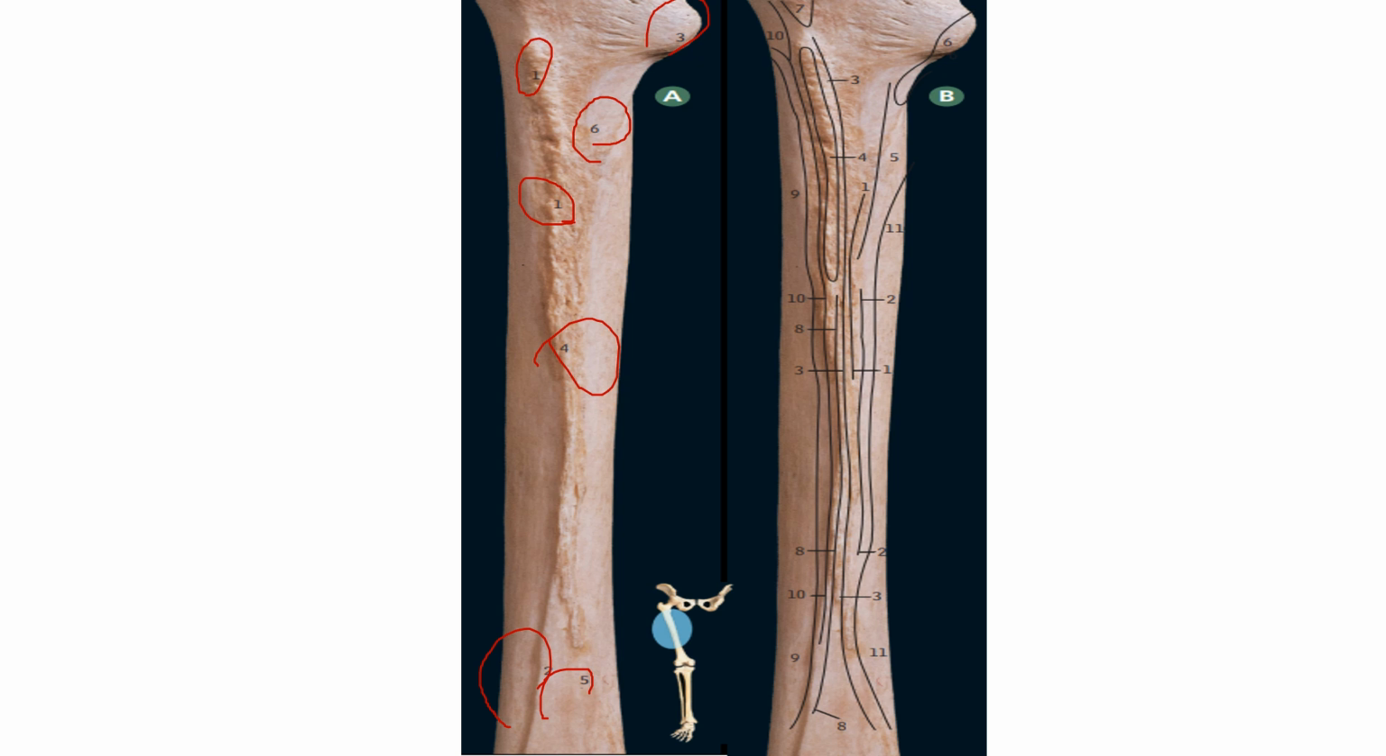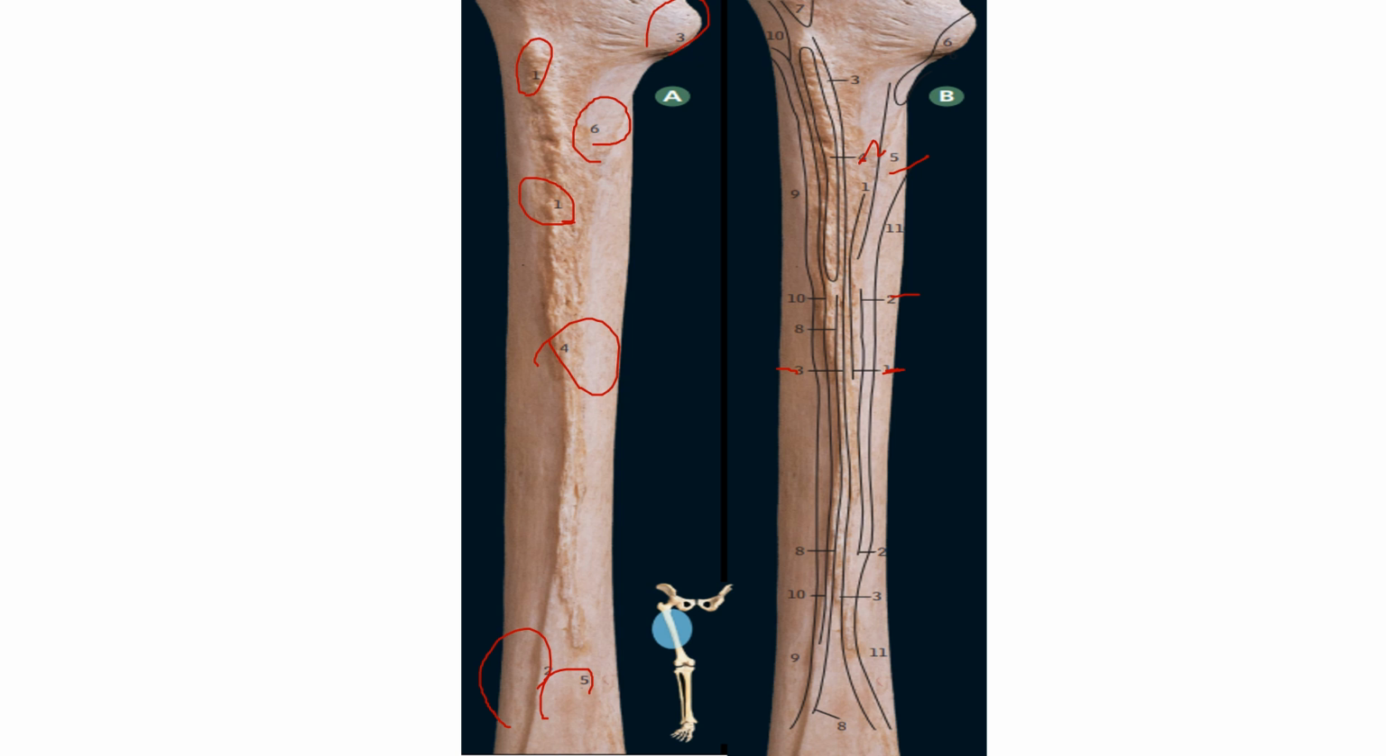The other structures are the muscle attachments. At the first line, the adductor brevis is going to attach. At the second, the adductor longus is going to attach. At the third, adductor magnus will attach. Fourth, gluteus maximus will attach. At fifth, pectineus will attach. At sixth, psoas major.